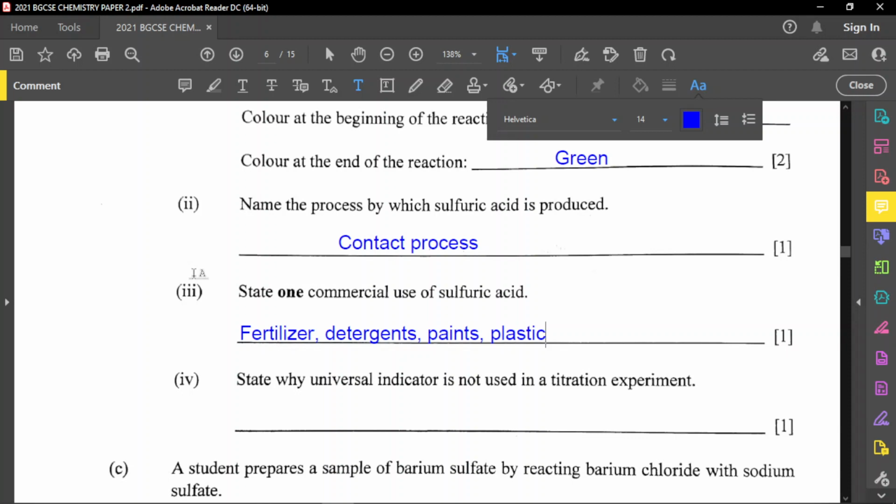For part 4, state why universal indicator is not used in a titration experiment. For a very basic reason: the universal indicator displays a wide variety of colors over a wide range of pH. That's pH, with lowercase p and uppercase H.